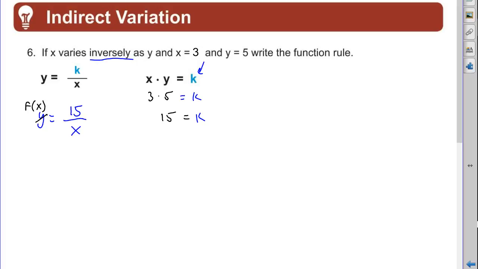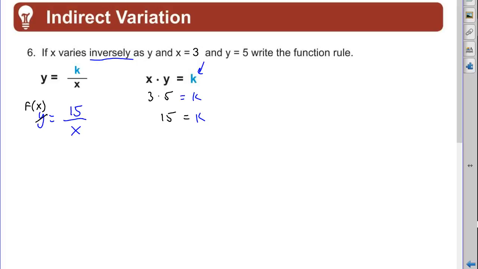Again, they're interchangeable. Now, what does inverse or indirect variation mean? It simply means this. As you increase the one, you'll decrease the other. They're inverse to each other. So if you increase the input, the independent variable, you'll decrease the output. And if you decrease the input, you'll increase the output.